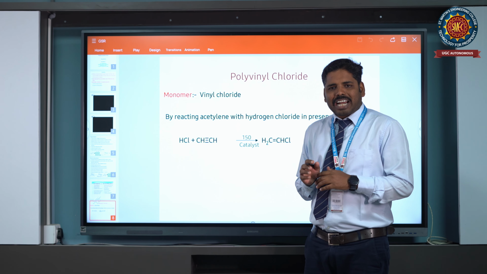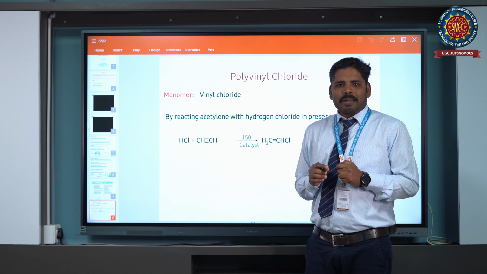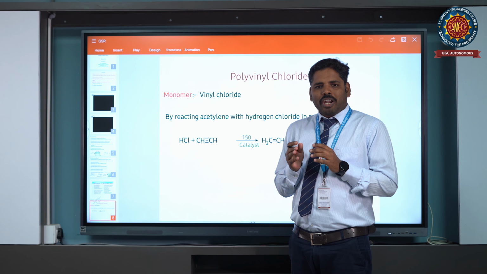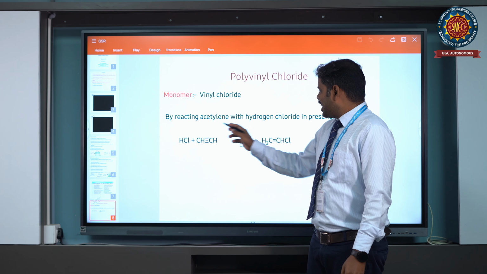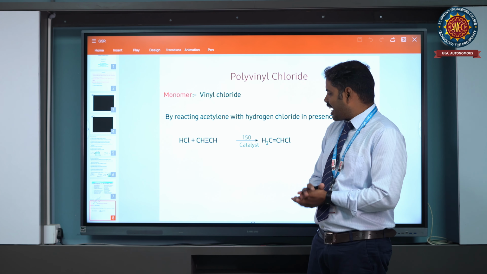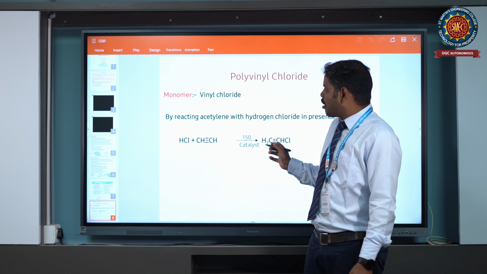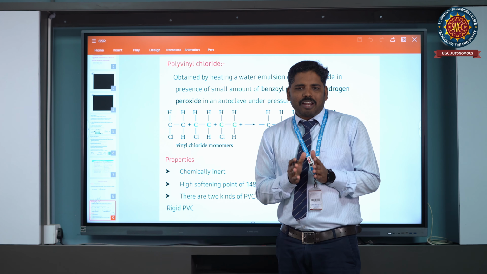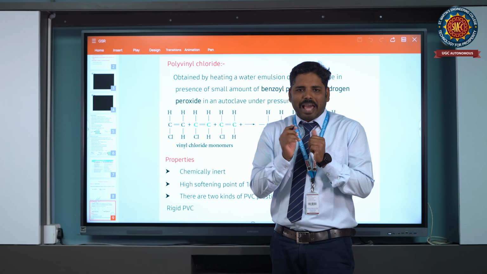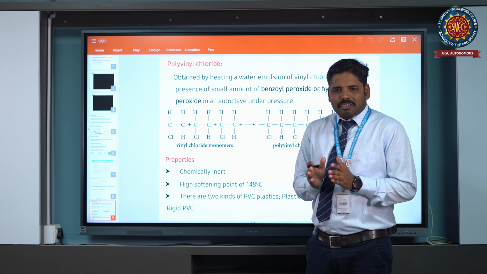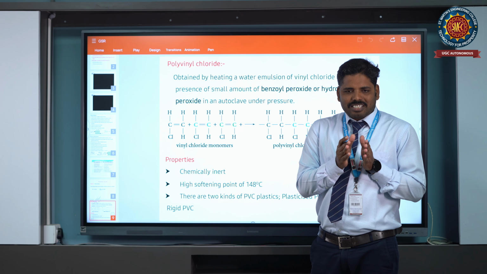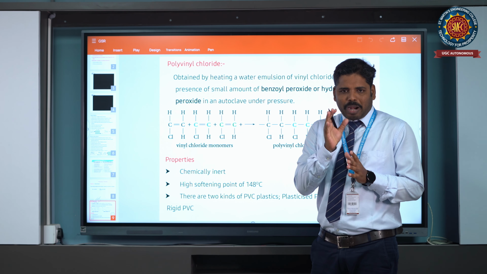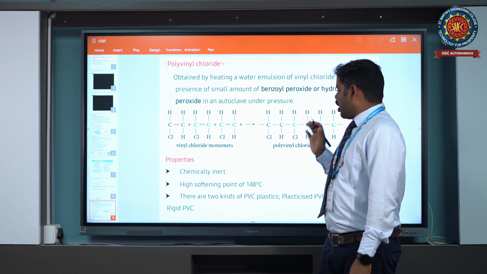Whereas vinyl chloride reacts with... Already I told plastic is a high molecular weight material shaped by a molding process. Acetylene reacts with hydrogen chloride in the presence of a catalyst and is converted to vinyl chloride. Polyvinyl chloride is an example of thermoplastics. How to obtain polyvinyl chloride? A number of monomers, vinyl chloride is the monomer, combine into a large molecule. This is a macromolecule, a polymerization product. This is called polyvinyl chloride (PVC).